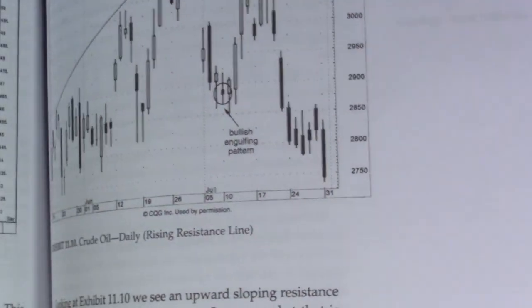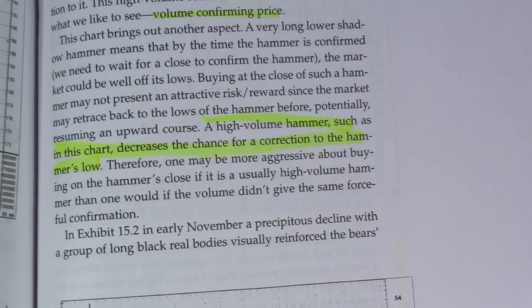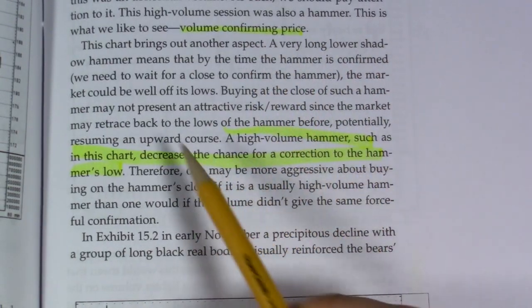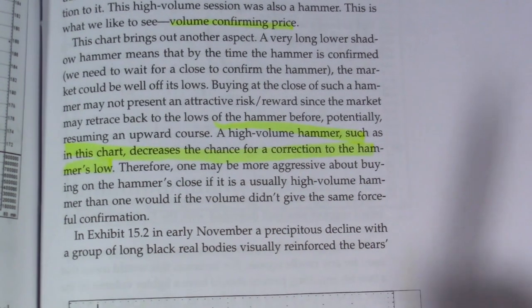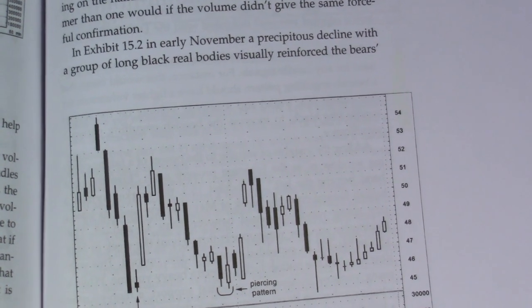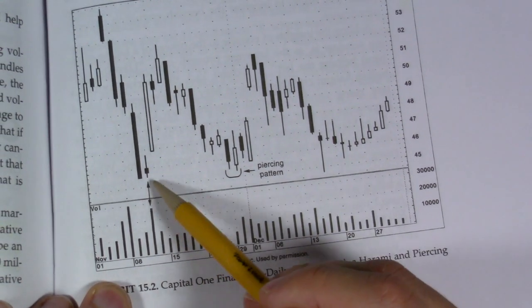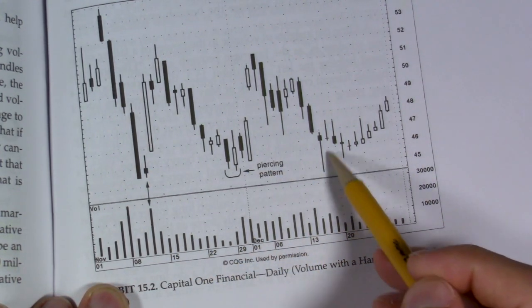Yeah, this is a great book, though. Highly, highly recommend. Here we go. You've got the whole thing about volume confirming prices. Higher volume on a hammerhead, such as in this chart, decreases the chance for a correction lower after the hammerhead. We didn't even touch the volume here, but we got that hammerhead here. We got that high volume. Got this pattern here, but this one too.